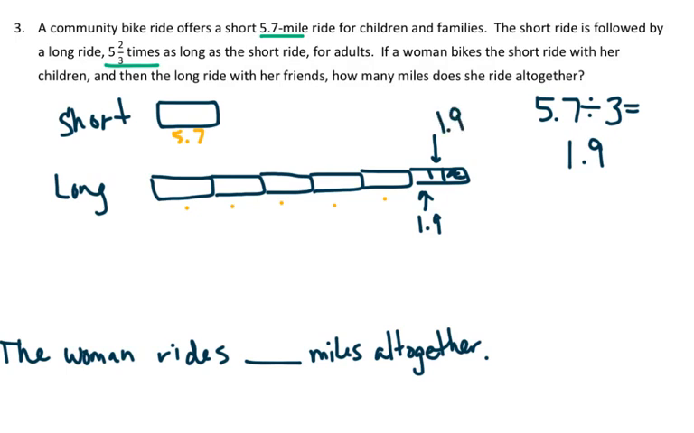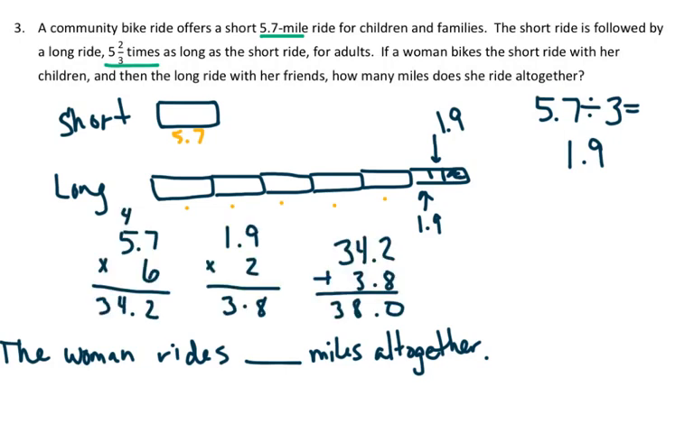So now I'm going to have to find out how much she rode altogether. And I did that by multiplying 5.7 times 6 because I have 6 pieces here. So I have 1, 2, 3, 4, 5, 6. So that's why I did 5.7 times 6. And I have a product of 34.2. And then I had those 2 pieces that were 1.9. And I multiplied that by 2 to get 3.8. I add those products together and I have an answer of 38. So the woman rides 38 miles altogether.